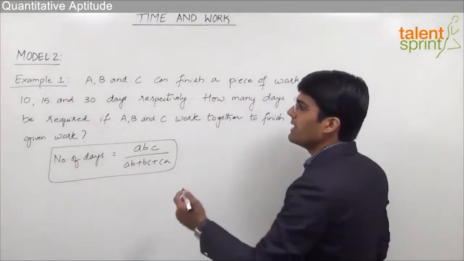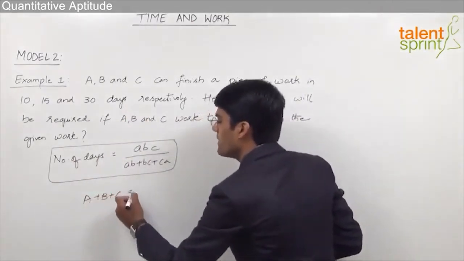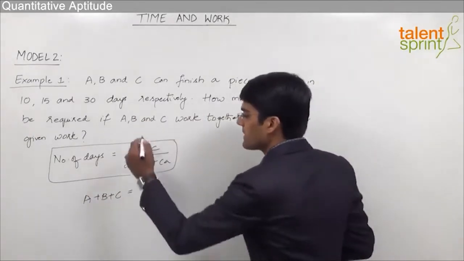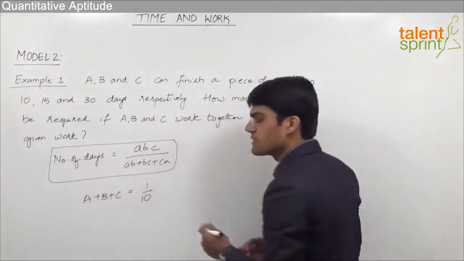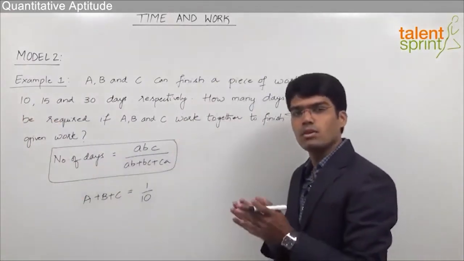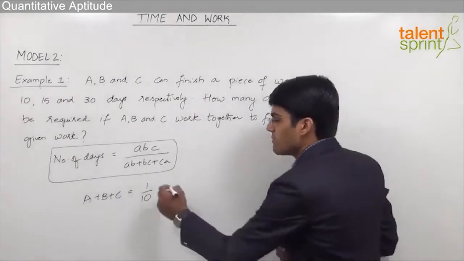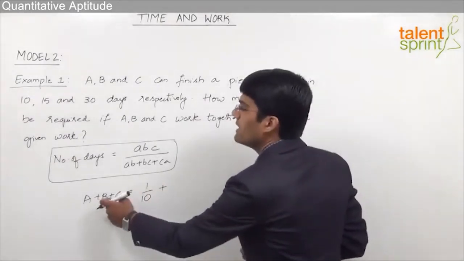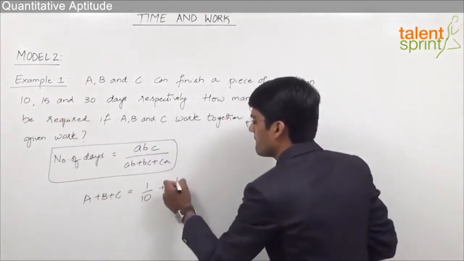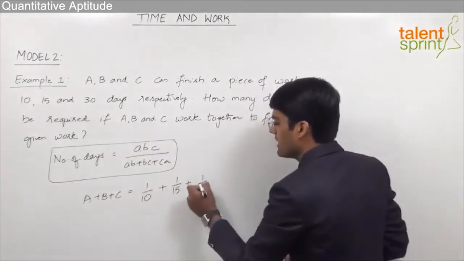For example, when A, B and C work together, we can say that the total work finished in 1 day will be equal to the work done by A in 1 day, which is 1 by 10. As A takes 10 days, the total work he can do in 1 day will be 1/10 of the given work. Plus the total work done by B in 1 day should be 1 by 15. And the work done by C in 1 day should be 1 by 30.